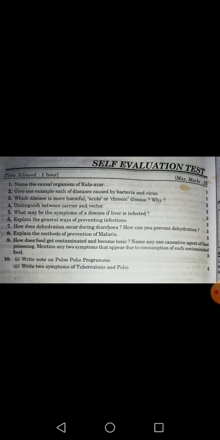So I hope you understood the answers of today's question paper. Now try to solve it yourself. Still, if you have any query, please ask.